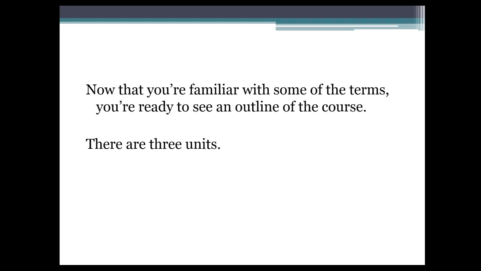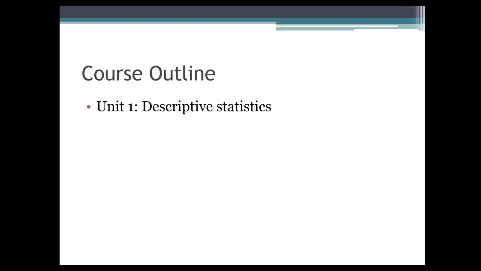So we've gotten through some of the terms. Let's look at what the 3 units are of the course. The first unit is descriptive statistics. In that one, we'll look at graphical methods. We'll look at measures of center, like the mean. We'll look at measures of spread: how far apart the data is, are they all spread out, or are they pretty close together? And we'll look at distribution, and outliers, things like that. So that's descriptive statistics. That's the first thing we'll do.